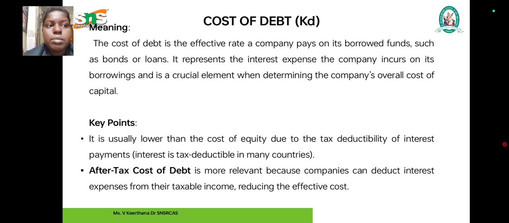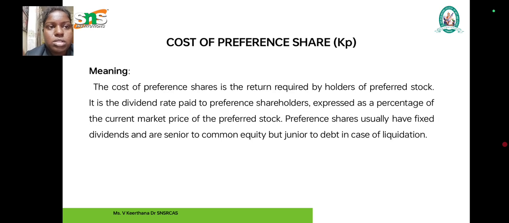So it is a process of borrowing funds. Actually it is the effective rate a company pays on its borrowed funds like bonds or loans. So after tax cost of debt is more relevant because companies can deduct interest expenses from their taxable income, reducing the effective cost. So next we can see is cost of preference share, which is KP.